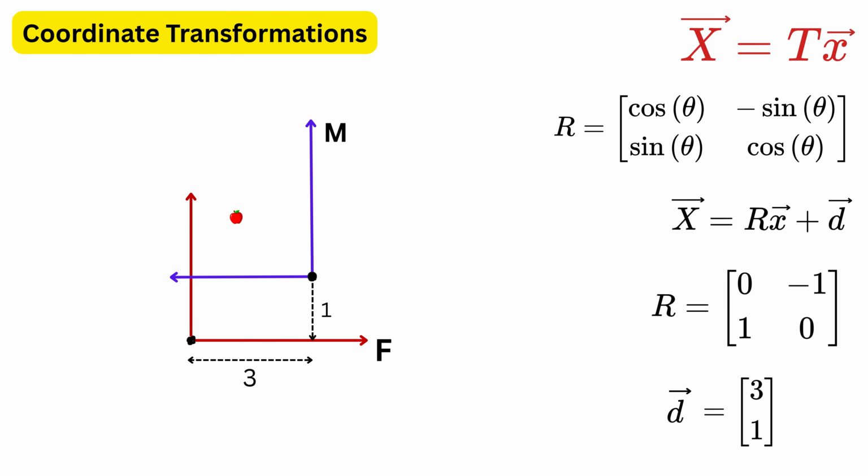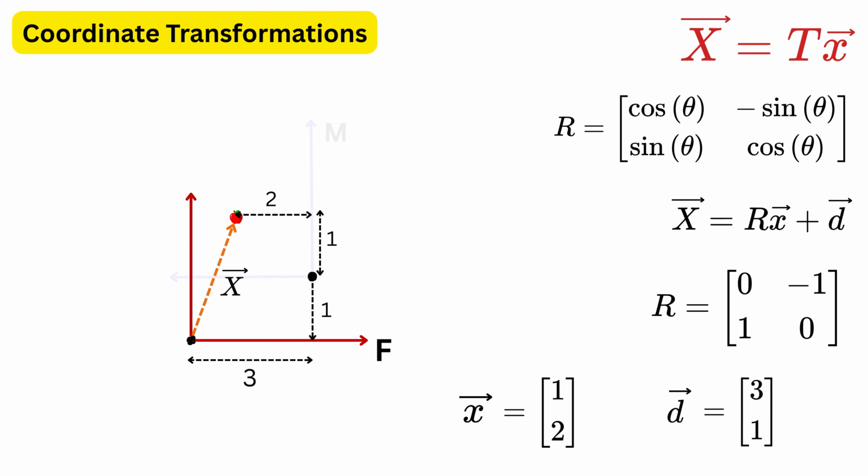Now assume we have a point somewhere in the moving frame, say at 1 and 2 somewhere here. This means the point is 1 unit along the x-axis and 2 units along the y-axis in the moving frame. So small x equals 1 and 2. To find the position of this point in the fixed frame, or big X, we first multiply the rotation matrix R with the vector small x.